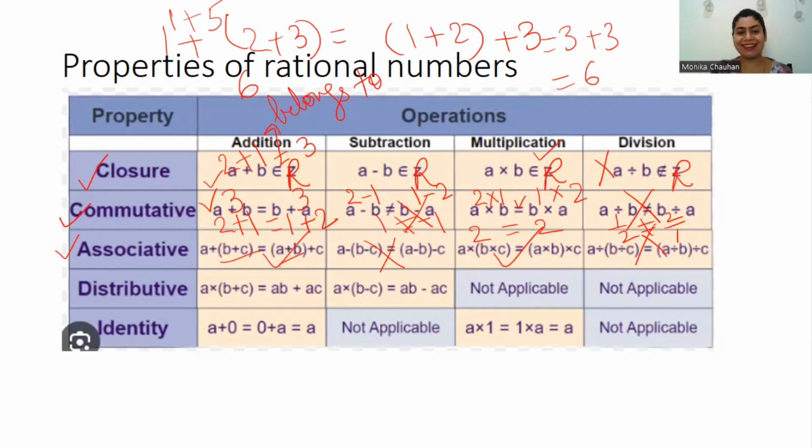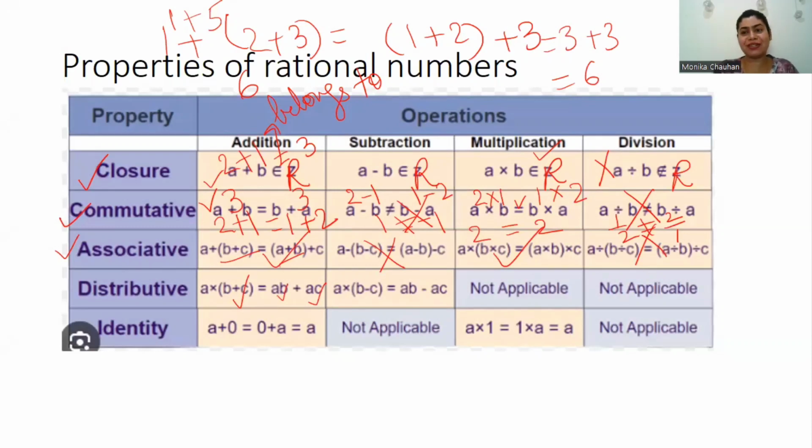Okay, so don't worry. Now next, distributive property. It is distributive, meaning you are distributing something. So distributive property of multiplication over addition: a into (b plus c) is a into b plus a into c. You're going to use this in many places, in higher classes also.